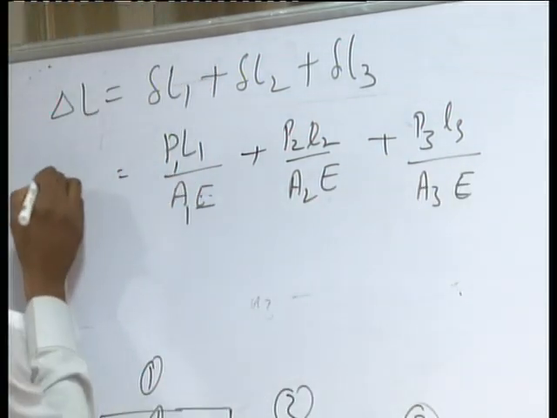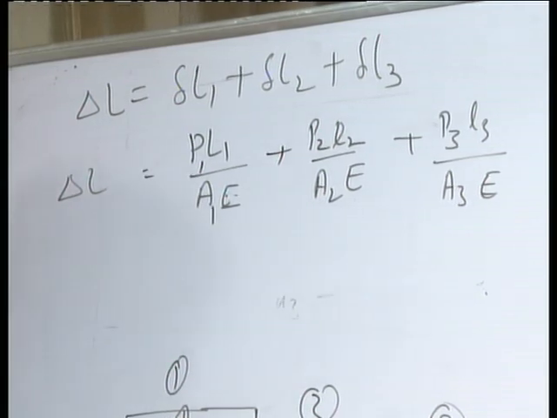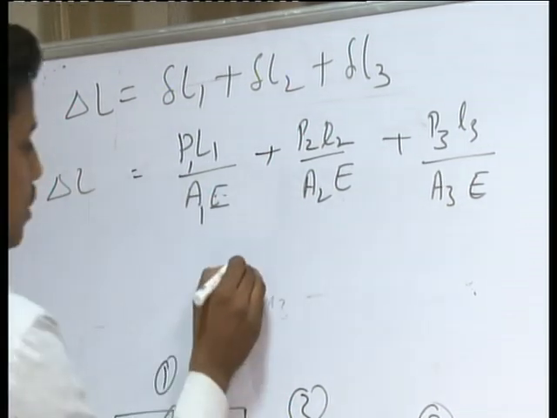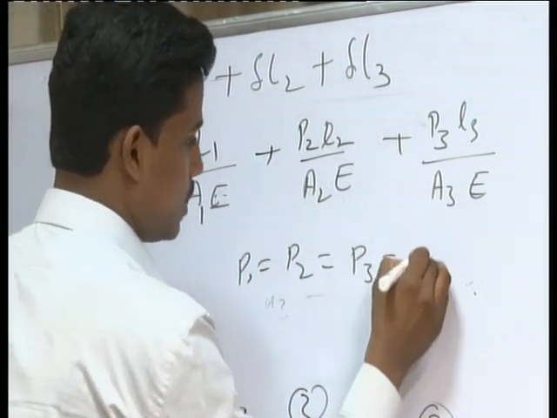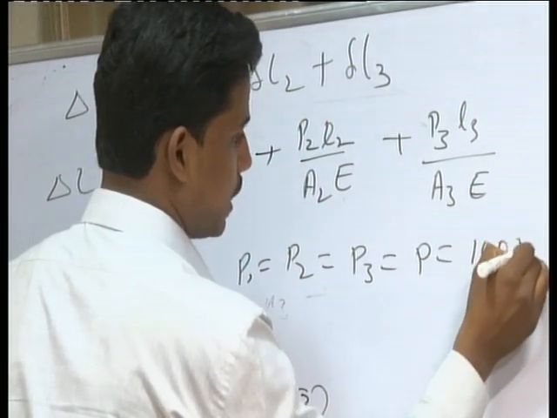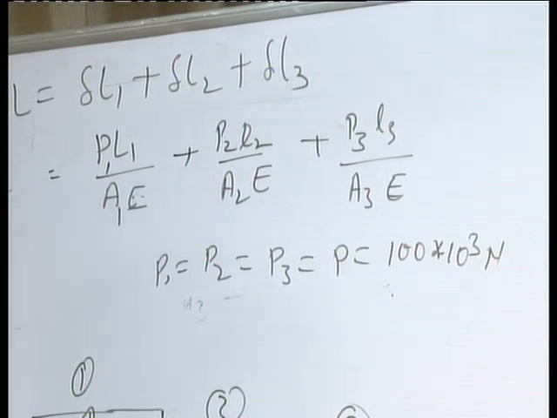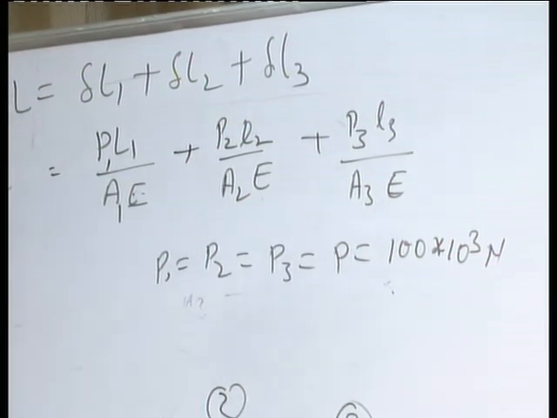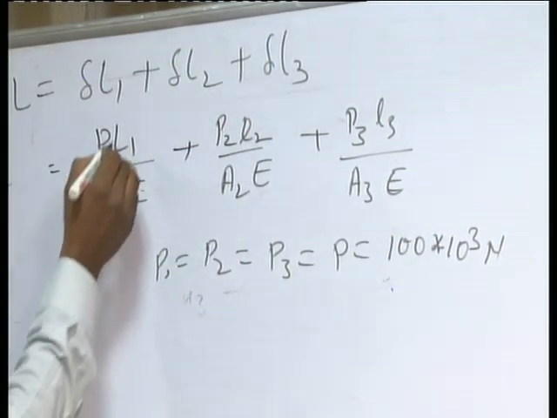So this is the change in length we have to find out. Here we are applying the load at the ends, so P1 is equal to P2 is equal to P3 is equal to P is equal to 100 into 10 to the power of 3 Newton. So here we have to calculate, here we know what L1 is.